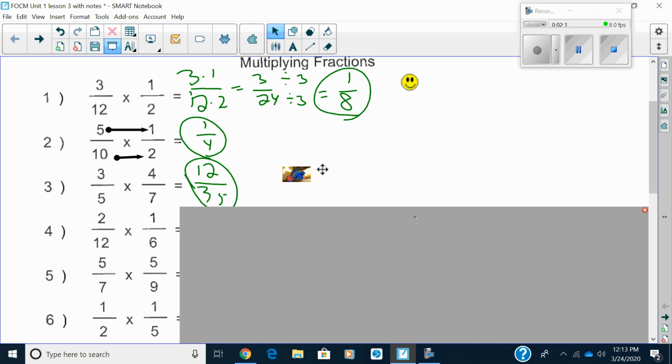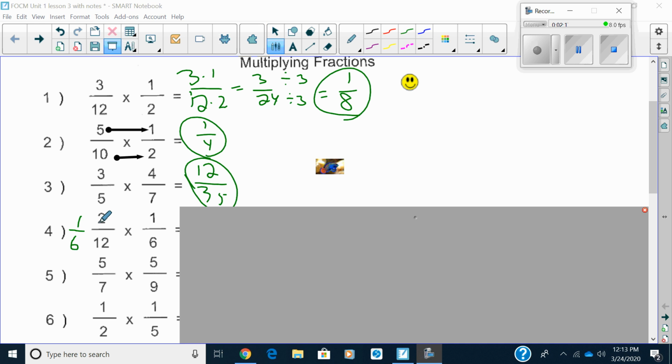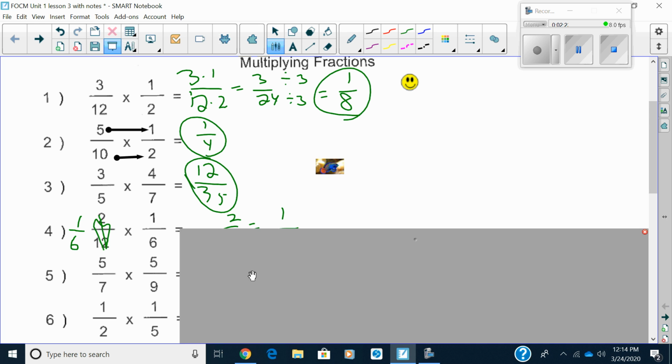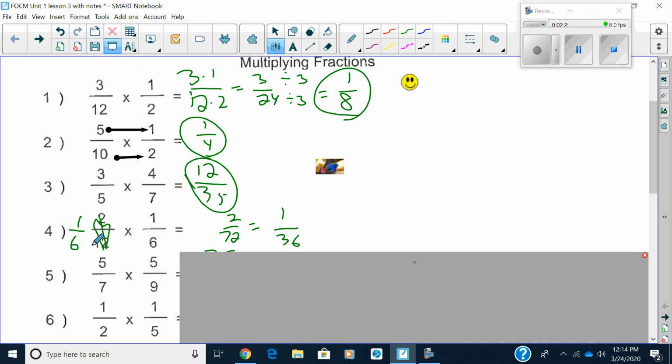Okay, you remember these? Now, I see that 2 over 12 simplifies to be 1/6. You can do 1 times 1 is 1, and 6 times 6 is 36. On this one, I happen to do 2 times 1 is 2, and 12 times 6 is 72.